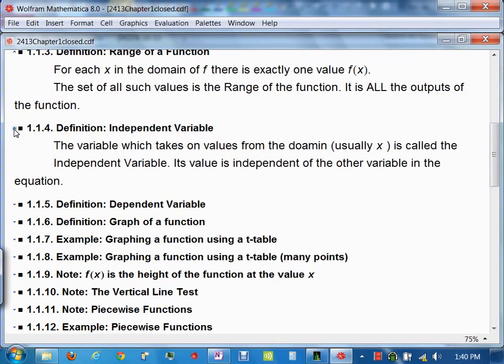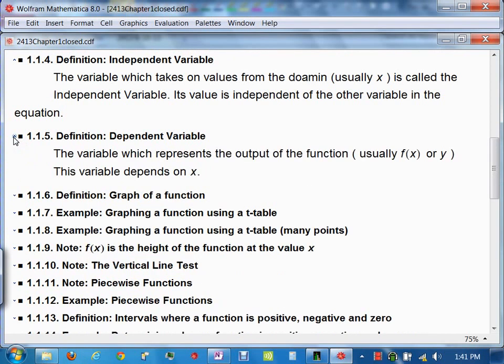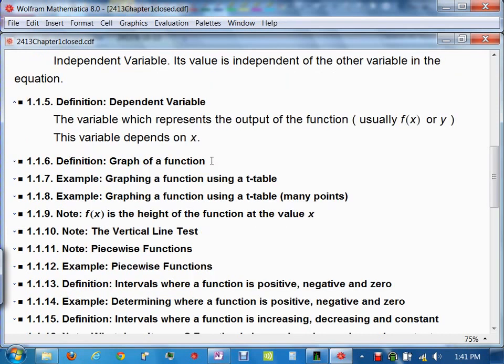Okay, now the concept of independent variable versus dependent. The variable which takes on the values from the domain, oops, there's going to be typos, sorry. Domain, I spelt it wrong. Usually x is called the independent variable. It's independent of the other variable in the equation. So x is what you plug in, and what's the dependent variable? The one that comes out, right? The y. We usually have an x and a y, or x and f of x. So in order to know what y is, you have to know what x is. So y depends on x, so y is the dependent variable.